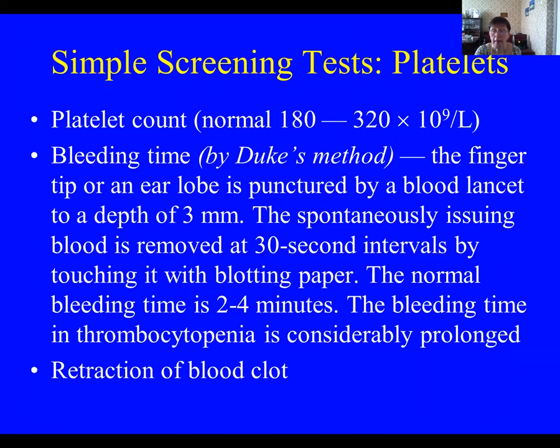We can also use some simple screening tests to check for bleeding disorders. First of all, of course, we use the platelet count from the blood analysis, and the normal range for platelets is described here. And then we can check bleeding time by the Duke method, so the length of bleeding, and the normal bleeding time is from 2 to 4 minutes. We can check also the retraction of the blood clot.